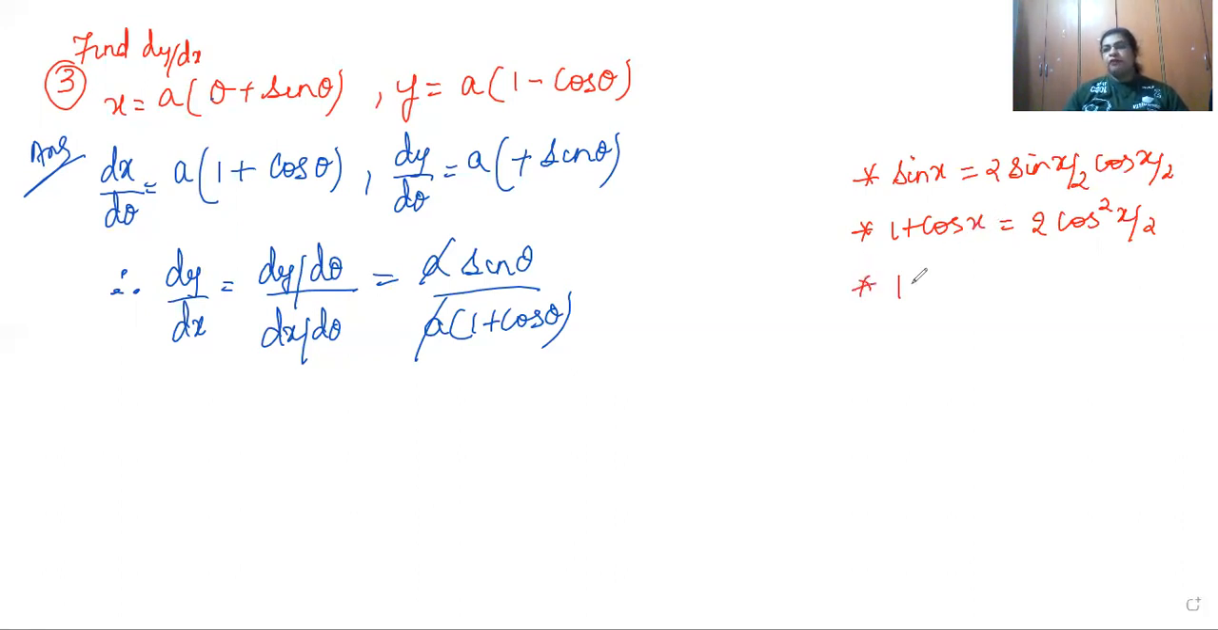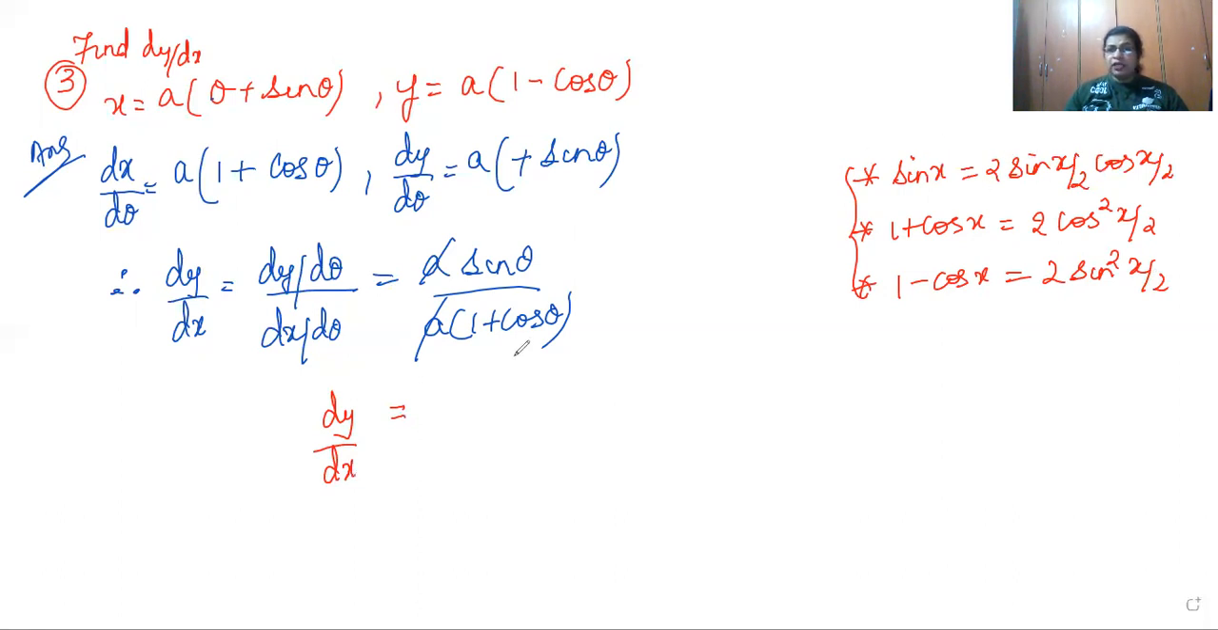Next, one more: 1 minus cos x. Whenever minus is there, remember sine will come: 2 sine square x by 2. So these are the 3 formulas which you should remember. These are the tools to solve. So now substitute back.